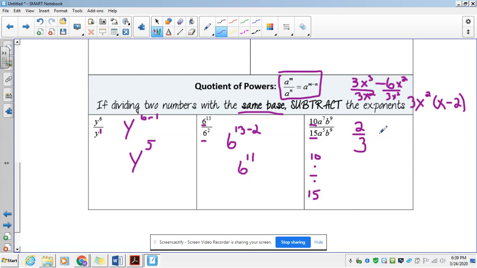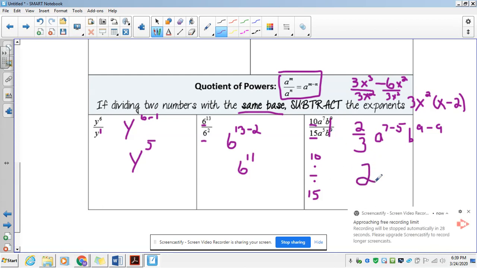Okay, then what we would have here is 7 minus 5 for the A's, because the A's go together. The B's, you're going to end up with 9 minus 9. So what I'm going to ask you here is to remember what happened when I took away those X's. They basically canceled, right? So here, they basically cancel again. So this would be 2a to the second over 3. Thank you.